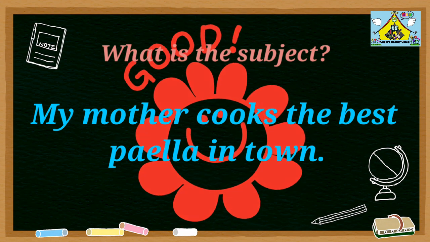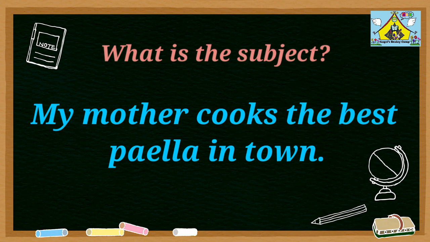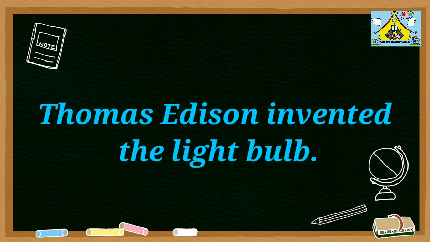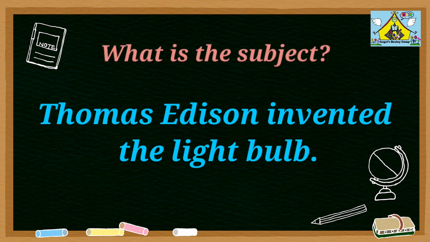Okay, very good. The subject in this sentence is my mother. Why my mother? Because it is the who. It is who is being talked about in the sentence. Okay? Another one. Thomas Edison invented the light bulb. Again, you have 3 seconds to identify the subject in this sentence.